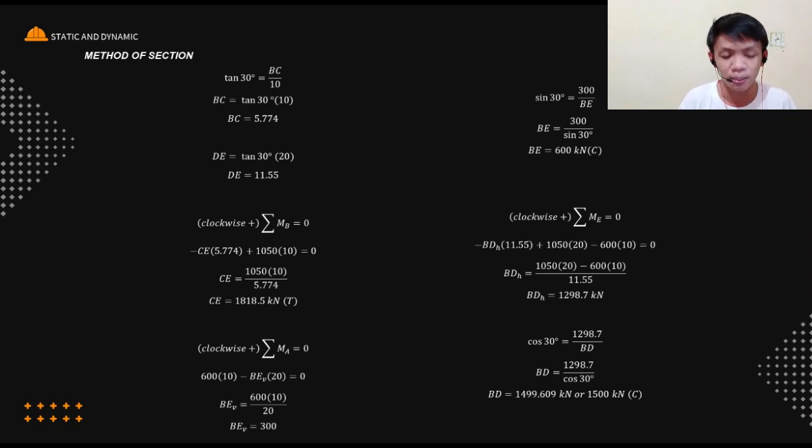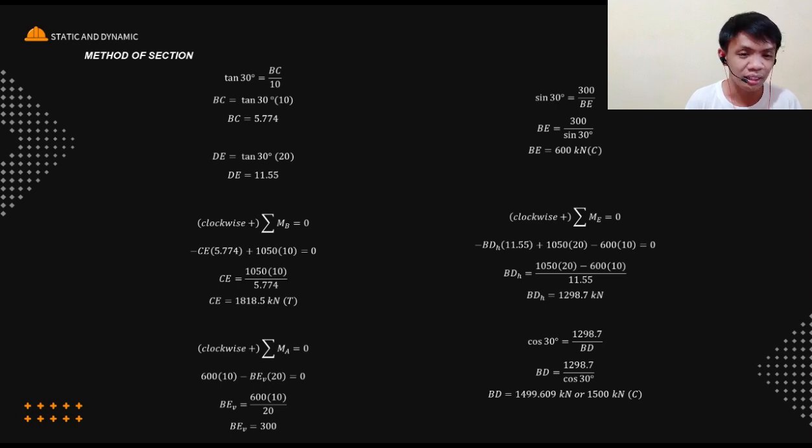Unlike sa method of joints na gumagamit ng summation of forces vertical and summation of forces horizontal, dito gagamit tayo ng summation moment is equals to 0. So, para makuha natin yung force sa member CE, mag-summation tayo sa moment B. Since CE multiplied by moment arm niya na 5.774, which is counterclockwise, magiging negative, plus dun sa reaction natin na RA, which is 1,050, ang moment arm naman niya ay 10, is equals to 0.